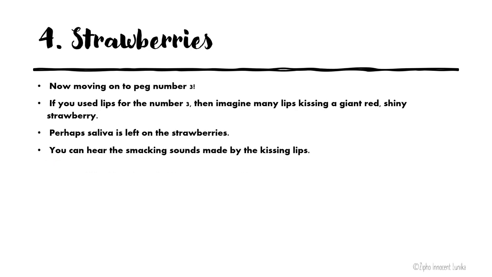Number 3. So we're going to be using peg number 3, but this is number 4, strawberry. If you use lips for number 3, for example, then imagine many lips kissing a giant red shiny strawberry. You can think of all these lips making sucking, kissing, and smacking sounds on this very giant strawberry. This strawberry may be shiny red. So add as many colors and as many elements as possible.